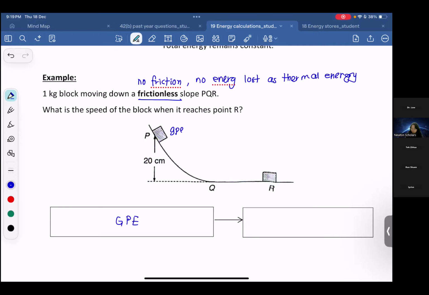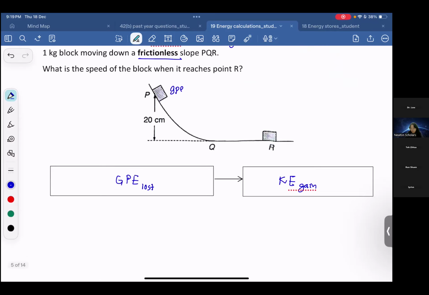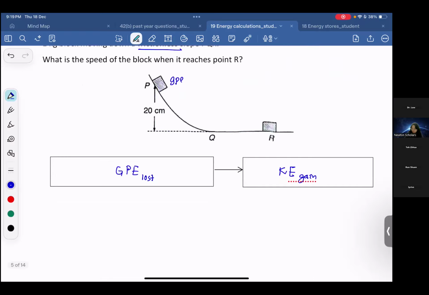The GPE we will lose, because from the highest position we're going down to R. So we will lose GPE and it will convert to what energy? It will convert to kinetic energy. So kinetic energy will be gained. We write it down: we gain kinetic energy, we lose GPE. So at here, all the mgh will be converted to 1 over 2 mv squared. All the GPE will convert to kinetic energy.